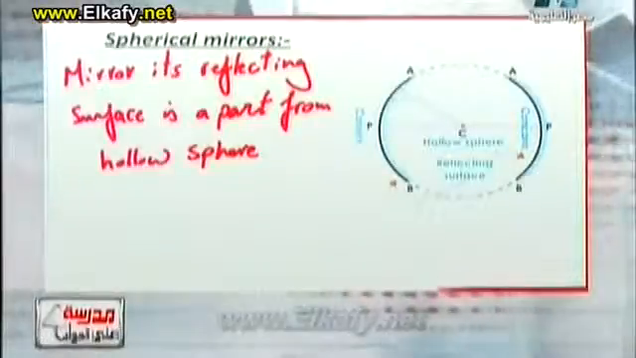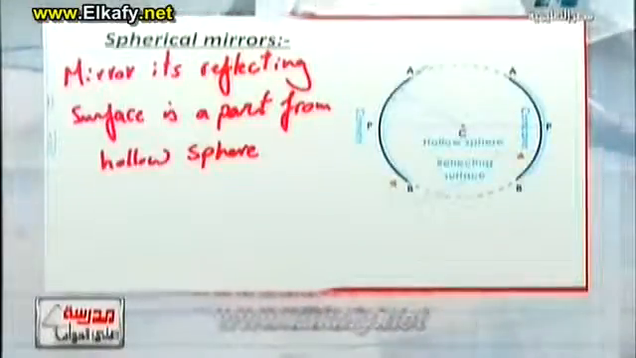So what is meant by a spherical mirror again? A mirror whose reflecting surface is a part of a hollow sphere. As you see on the right side of the definition, we can call it a circular mirror. Yes, we have a circle, we have a sphere.